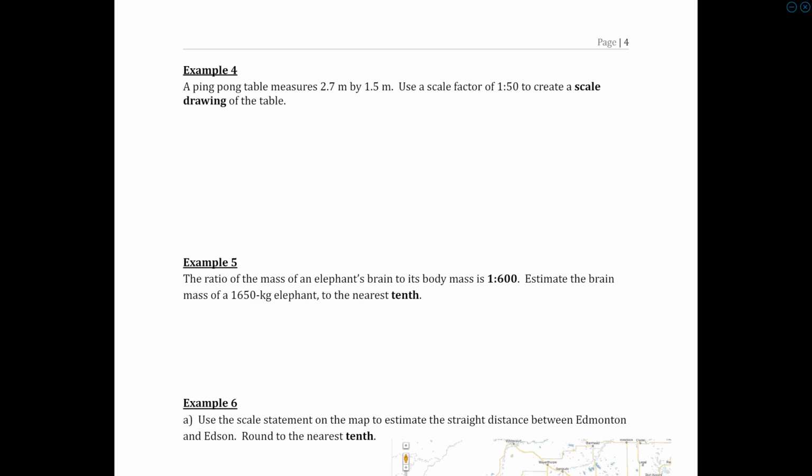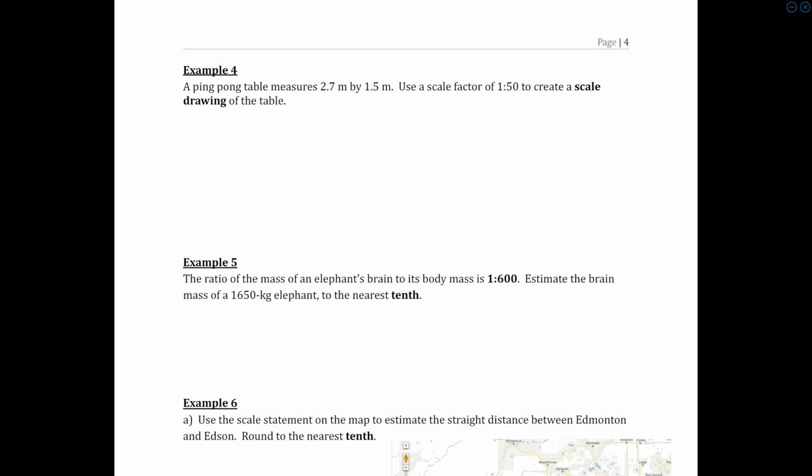Okay, so that was a situation where we're given one of the measurements in real life, two of the measurements in the picture, and now we have to use that to find the unknown. The other option is we're given the scale factor instead. So, a ping pong table measures 2.7 meters by 1.5 meters, and I'm going to initially list these in centimeters because I'm not going to be drawing them in meters.